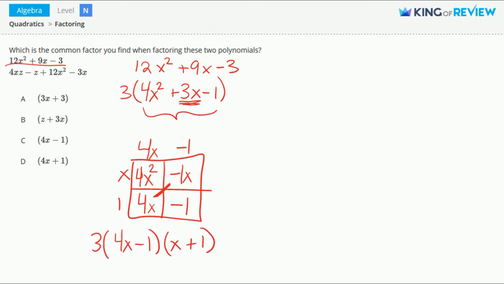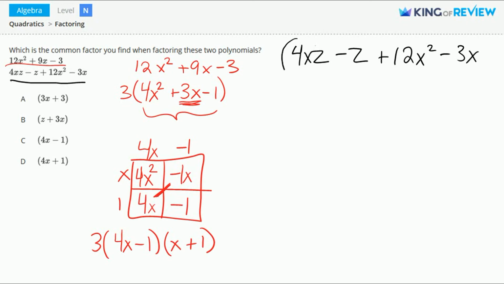Now let's factor the second polynomial, and I'll do this one in black. So we have 4xz minus z plus 12x squared minus 3x. And we'll use grouping to solve this one. So our first group is 4xz minus z, and our second group is 12x squared minus 3x.